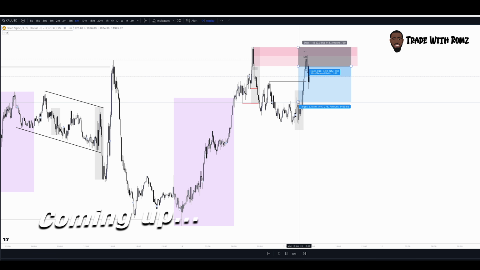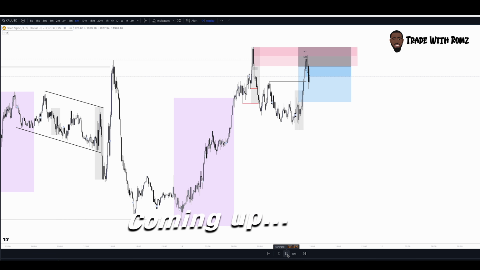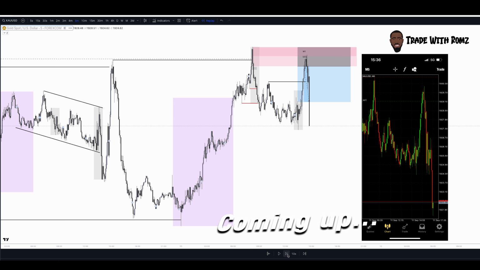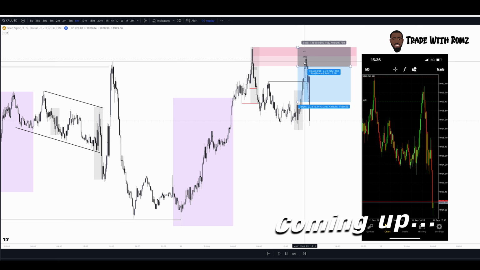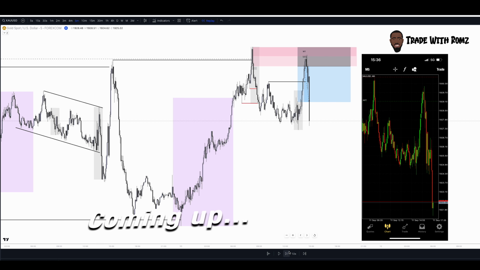Could have got double the risk to reward. But let's see if price even kept going our way. Also, you know that, yeah, there we go. You know that this was a winning trade anyway for me. When I saw this now, I was like, yeah, we're really in the money.